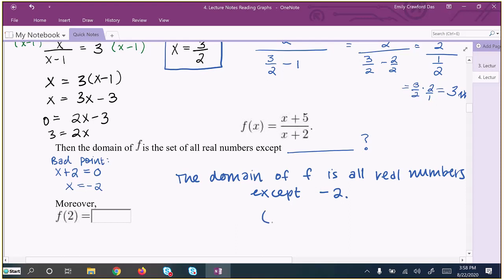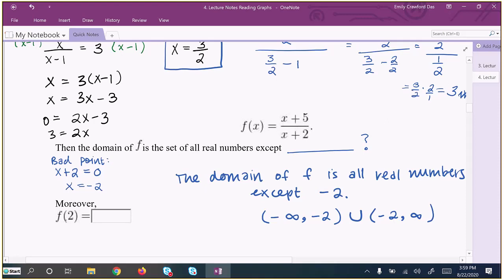That's going to be negative infinity to negative 2, union negative 2 to infinity. We talked about this in the last video. So we're literally taking everything less than negative 2. We're going all the way up to negative 2, but we're stopping and taking out negative 2, and then we keep going to infinity.